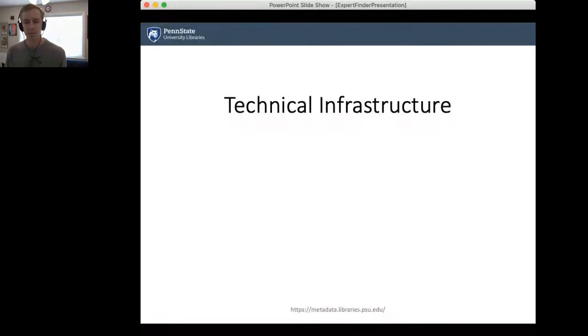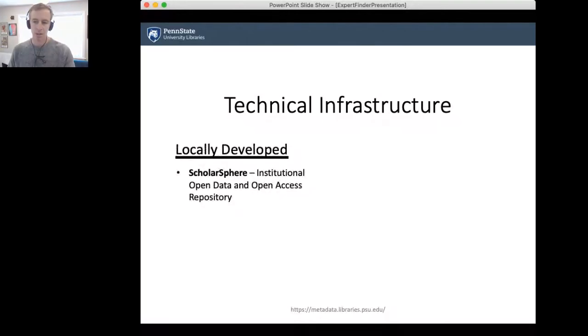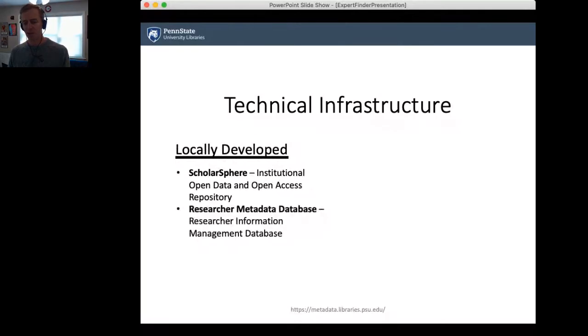So we have several systems that have records of faculty activity or researcher information. We have some that are locally developed solutions, some that are vended products. Those are the locally developed solutions. We have ScholarSphere. It's our open data and open access repository. Obviously, the researcher metadata database. This is sort of our research information management system.